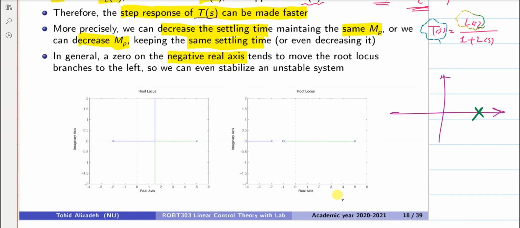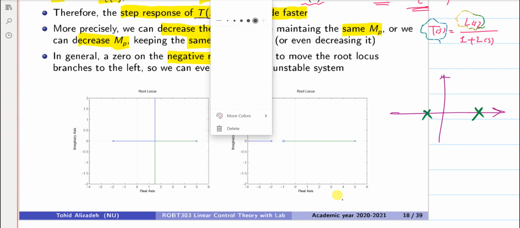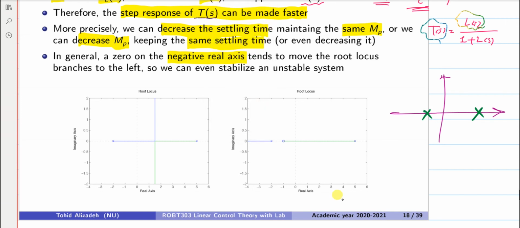Let's assume that we have 2 poles here and there. If I draw the Root-Locus plot for this system, it will be similar to this. So for some values of k or rho bigger than k star, the system will become unstable.